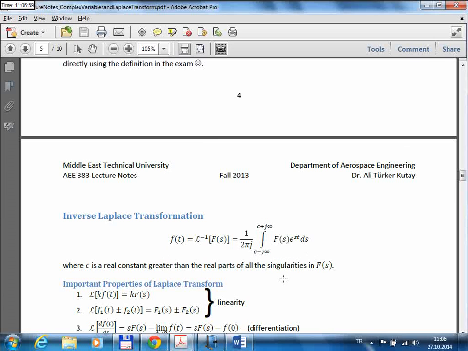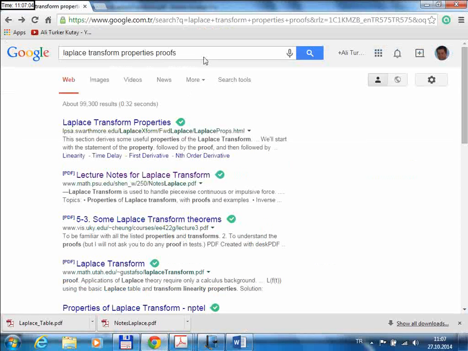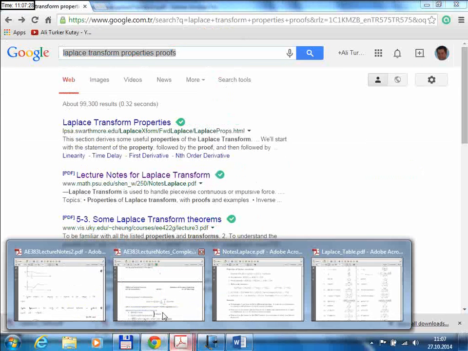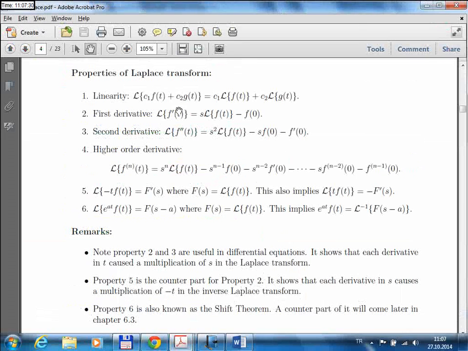Okay, so now I would like to show you another example I just found today. Well, I suggest that you do this a lot, especially for these basic courses. You can find a lot of information on the internet. So I found these files today on Google. I just searched for Laplace transform properties, and I was looking for the proofs as well. And then it gave me a bunch of information. I just clicked on the first one, lecture notes for Laplace transform, which is open here. It's this file.